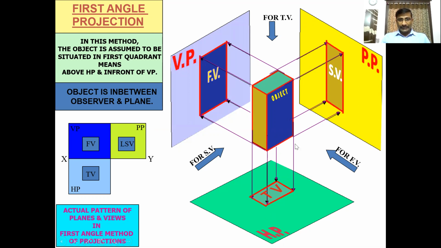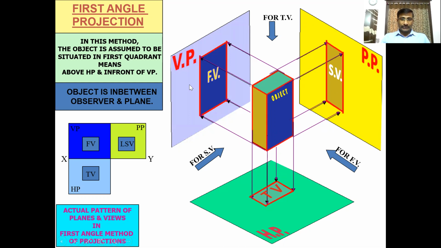This block is represented in isometric view. This is an isometric diagram of the object. We are converting this isometric view into three orthographic views. These are the orthographic views which will be formed by drawing projectors from the object which are perpendicular to the reference planes. These projectors are perpendicular to the vertical plane, these projectors are perpendicular to the horizontal plane, and these projectors are perpendicular to the profile plane.